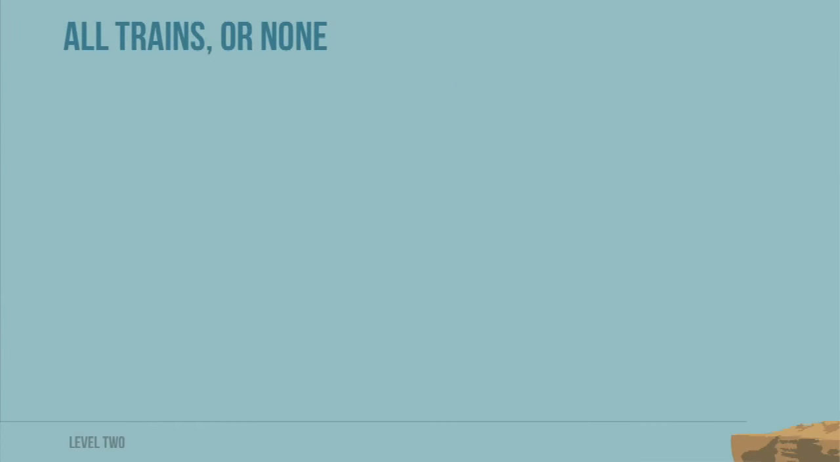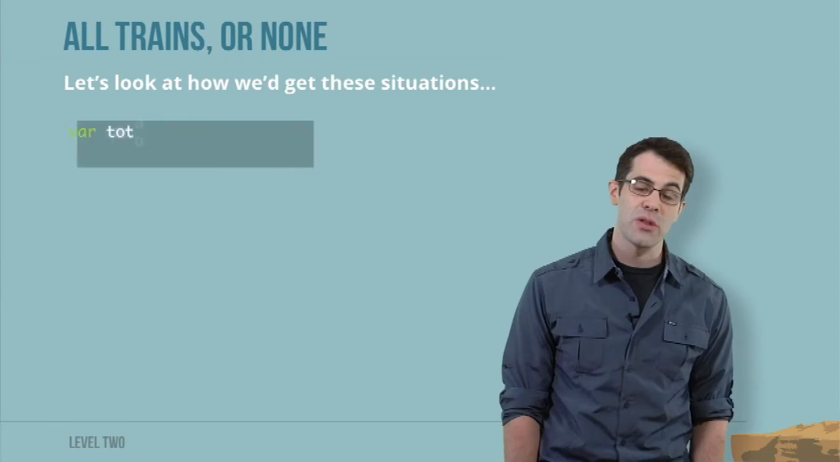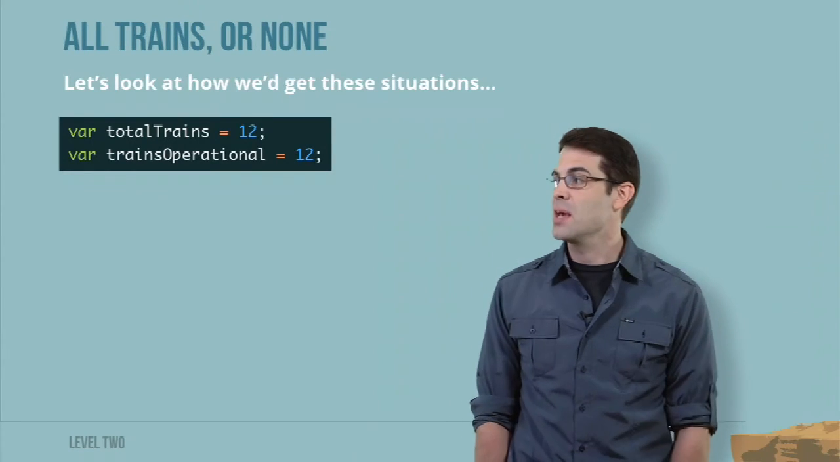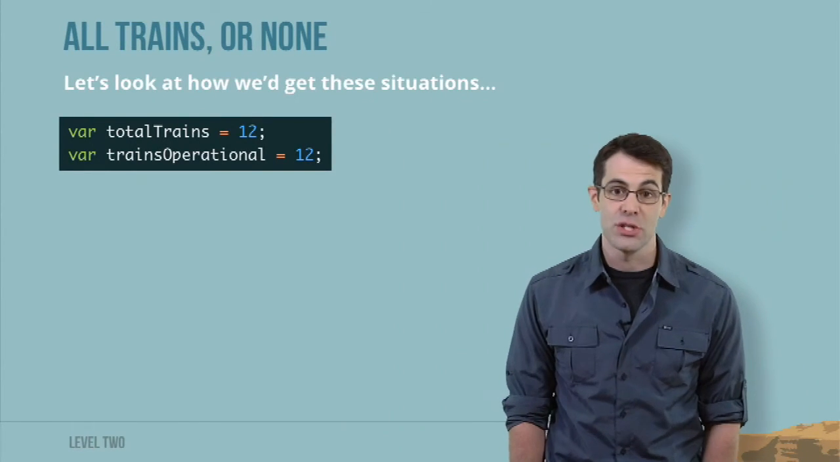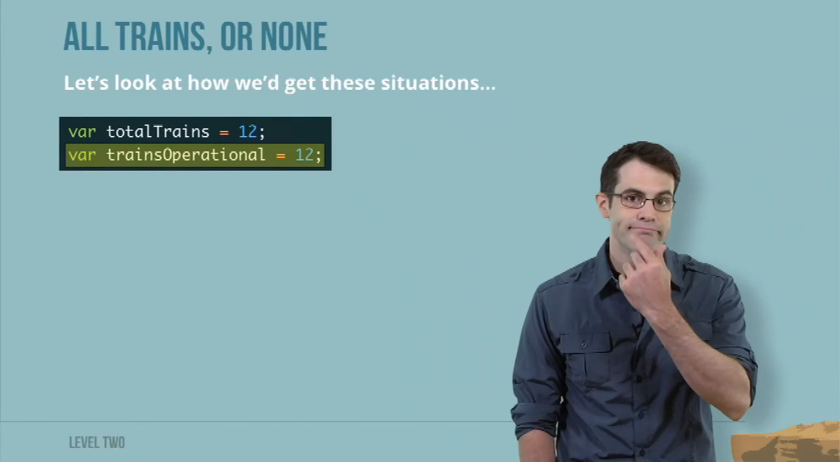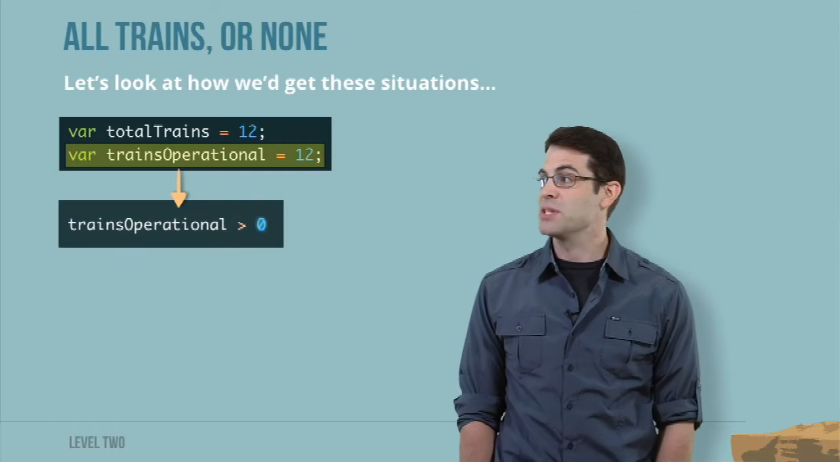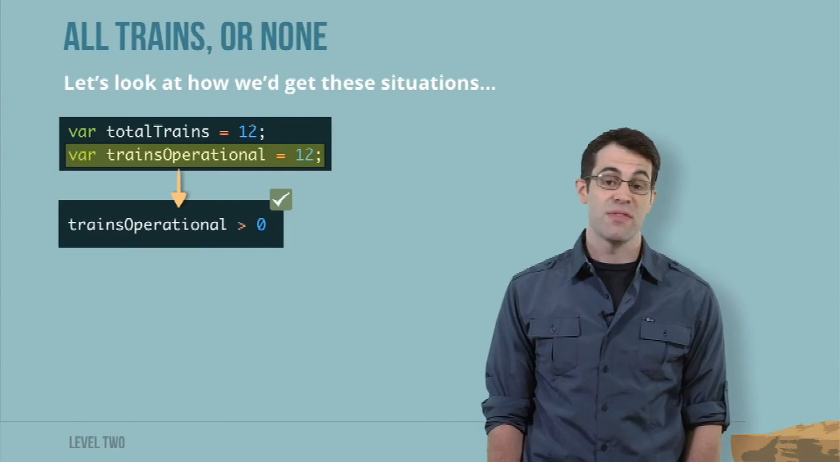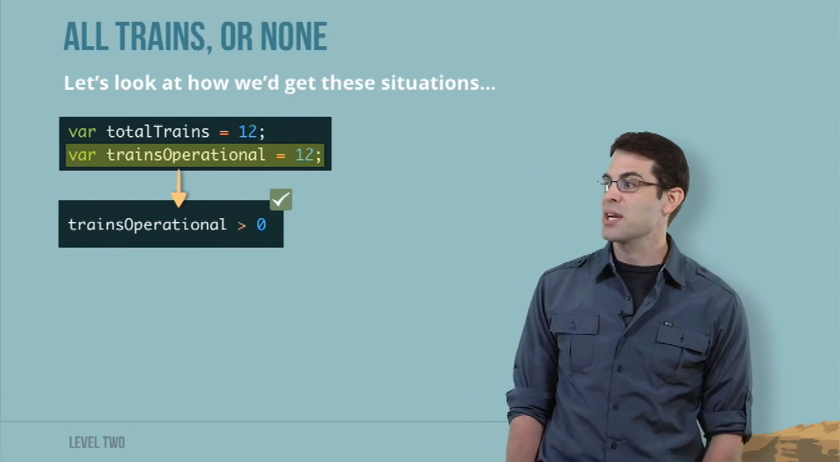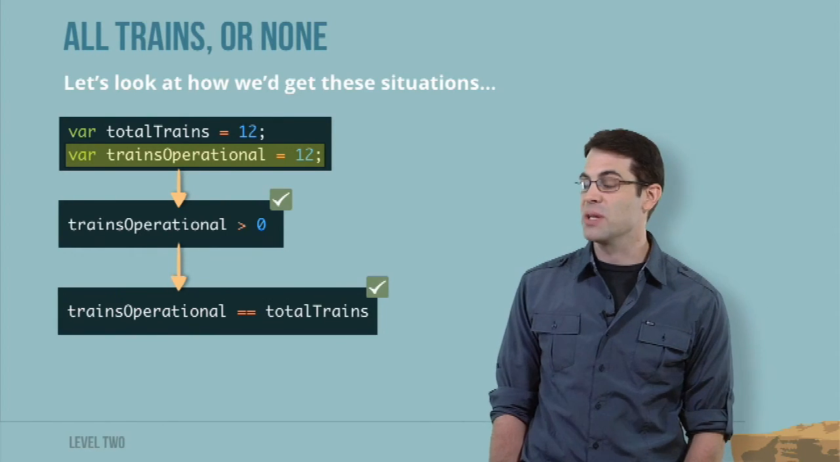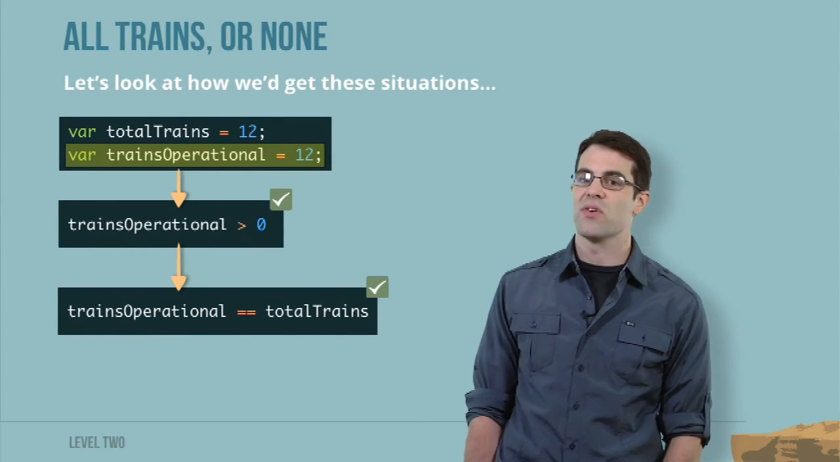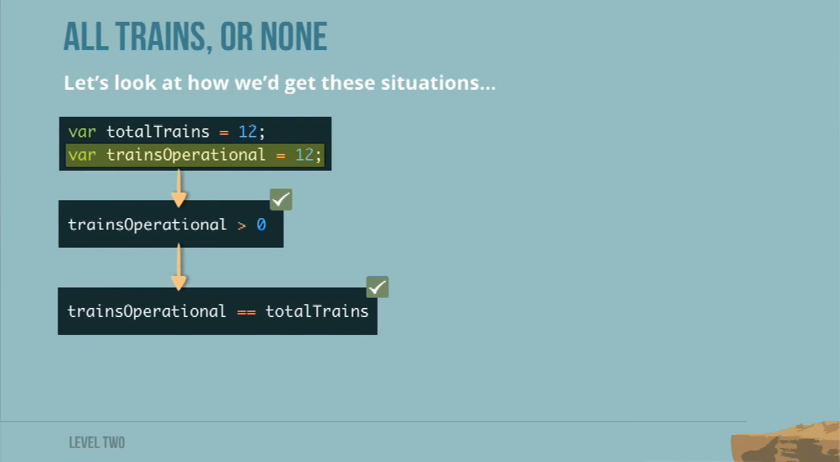Let's see how we'd get these particular situations where we'd have all trains running or none. Well, first we know that we have 12 total trains, right? And we also have, in this particular case, 12 operational trains. They equal each other. Well, we know that the train's operational variable is greater than 0, so we will move into the very first if block. And then we will check to see if the train's operational variable is the exact same as the total trains variable. In this case it is, and so we will instantly print out that all trains are running at the JavaScript Express. Woohoo!